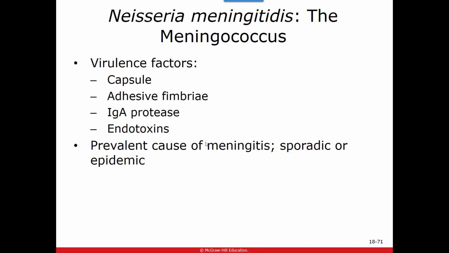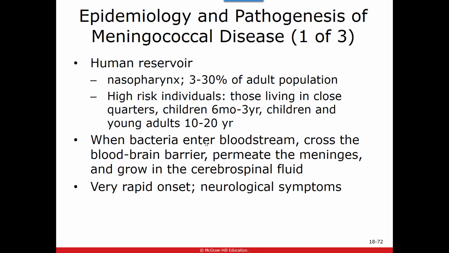Now, in humans, a lot of humans are just carriers of this bacteria. It hangs out in the nasopharynx. Those that live in close quarters with each other, in daycares, in dorms, military barracks, any of those are going to be at higher risk of picking up this particular bacteria. And so when it's picked up, it can enter the bloodstream and it can cross that blood-brain barrier, affect the meninges, and cause that meningitis.